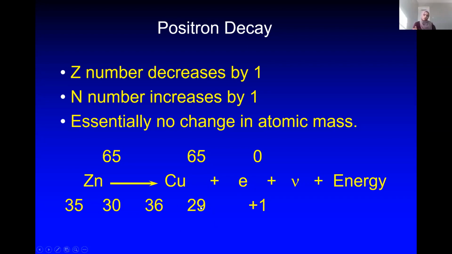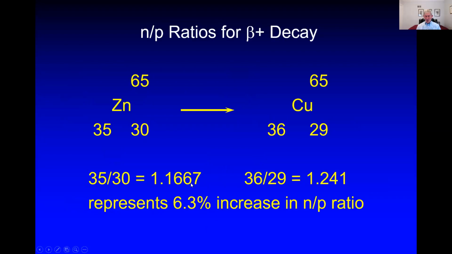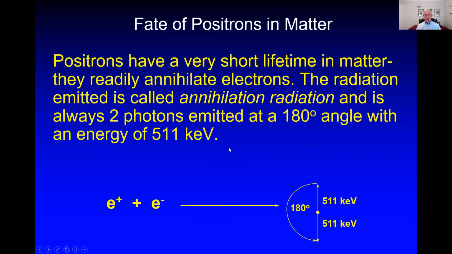And you can see that the ratio also is increasing. And here is the ratio. This went from 35 over 30, 1.17, to 36 over 29, 1.24. That is a 6% increase in the ratio. It's not a 12% increase like that one we looked at for beta minus, but it's also much bigger than the 1% we typically get for alphas. So this is often enough to get us there in one step.